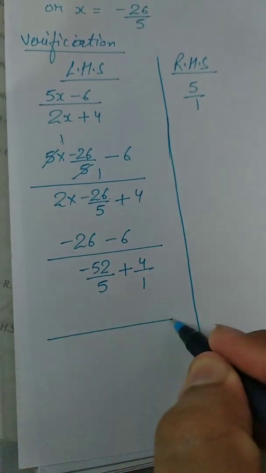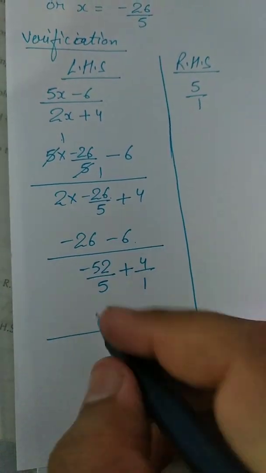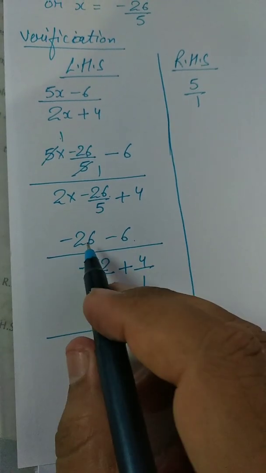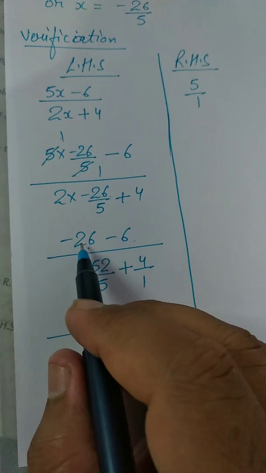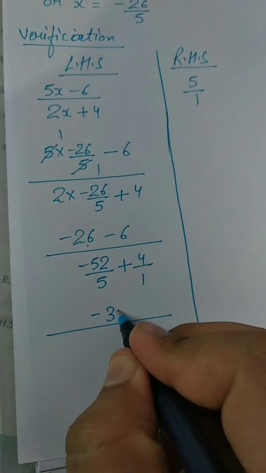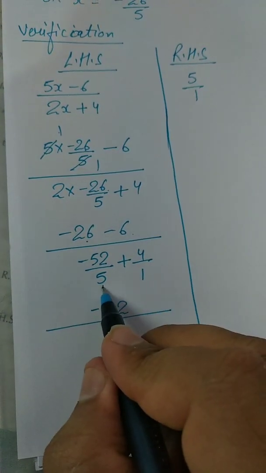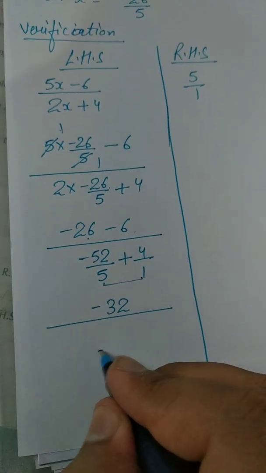Right? Minus 26 and minus 6. It is equivalent to the minus minus plus. 26 plus 6 is 32. And 26 is greater and it is having the minus sign. So put minus sign in the answer. Minus 32. Now take the LCM of 5 and 1. LCM of 5 and 1 is 5.